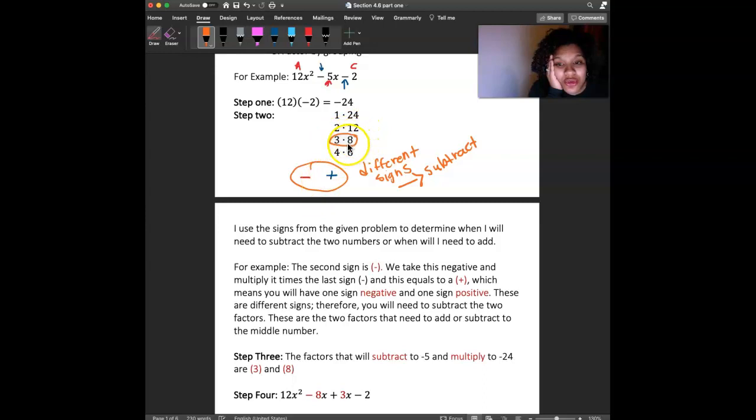And out of these two, which one do I always write first? The largest one, which will be 8. Because the first sign is going to be negative, so it's going to be negative 8 plus 3, which will subtract to negative 5. Always write the largest number first. And this is how it will look.